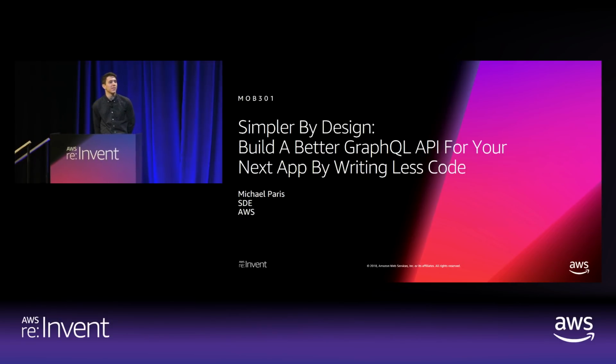My name is Michael Paris, and I'm going to be talking about how you can build mobile and web apps on AWS simpler by using some new tools that we've been working on over the past year, and even more in the past few months.